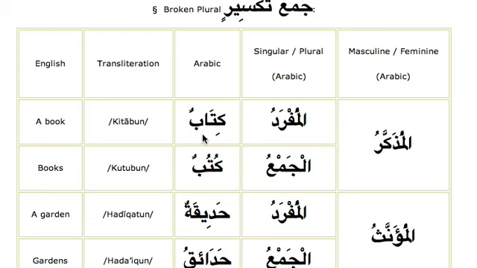Kitabun, a book. Kutubun, books. Interesting, because I couldn't differentiate between kitabun and kutubun when I was speaking. So okay, now plural, kutubun. Hopefully all the plurals are like this or something.